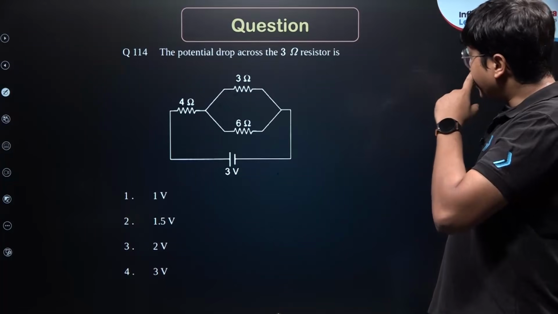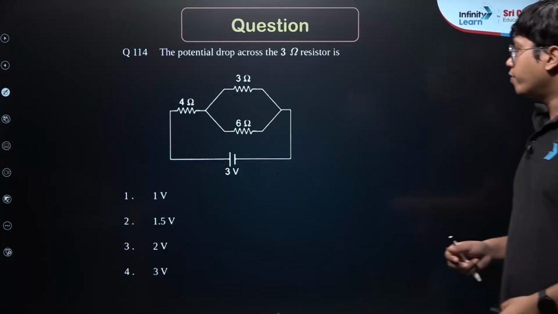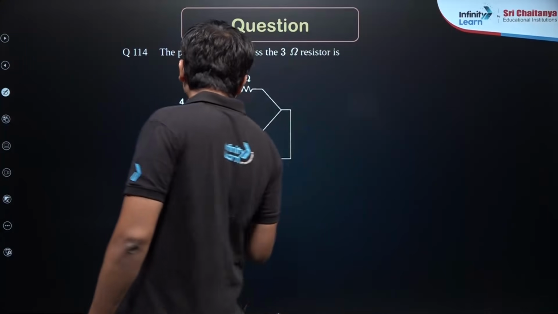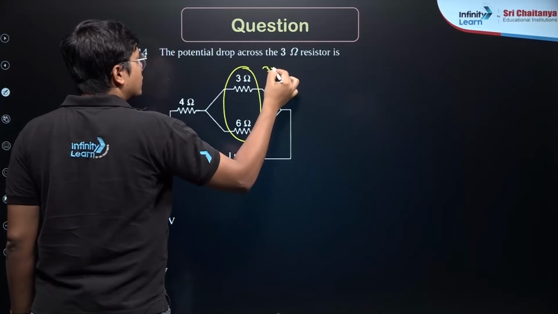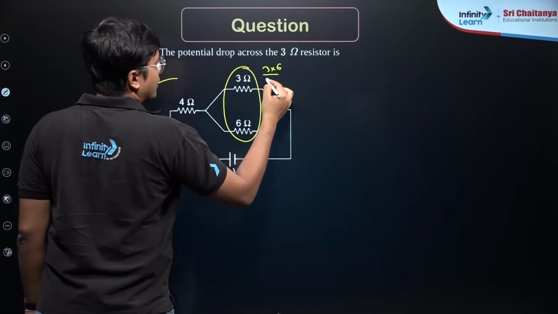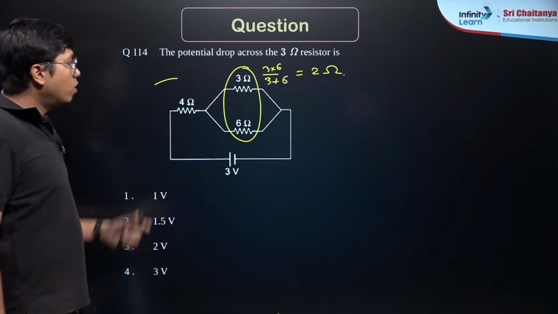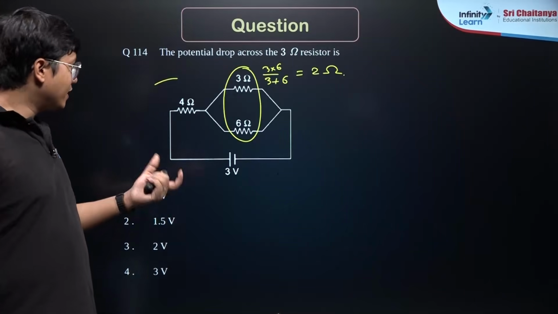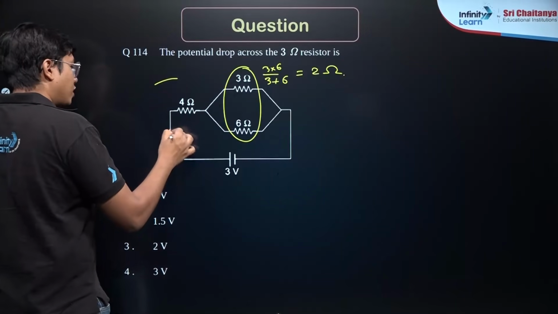Achha, next comes the potential drop across the 3 ohm resistor over here. So how do we figure it out? What is the equivalent of this? The equivalent of this you can calculate is 3 times 6 by 3 plus 6. That will give you 2 ohms. So that's a 2 ohms and a 4 ohms basically in series. That's 6 ohms with 3.3 volt. The current flowing would be 0.5 amperes.